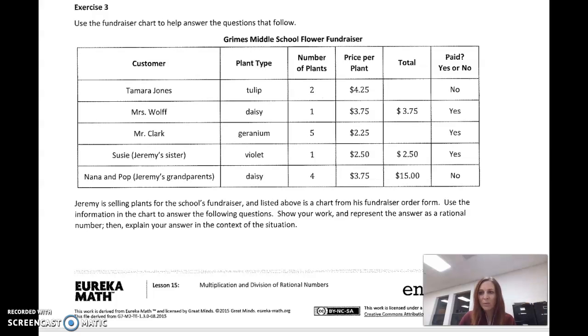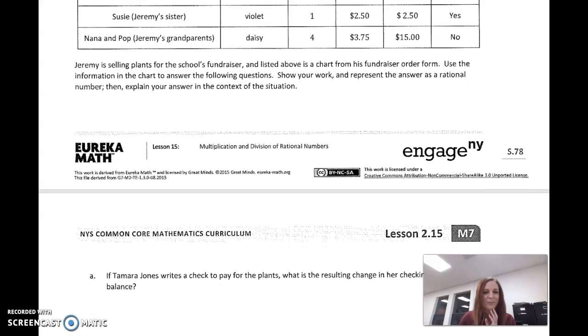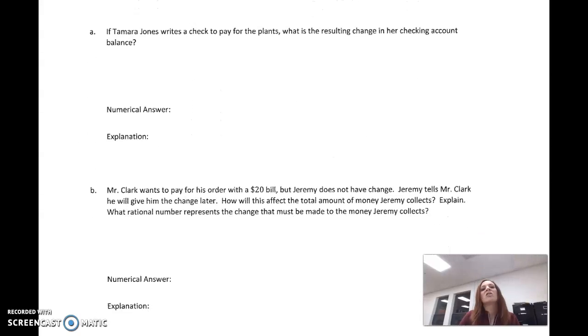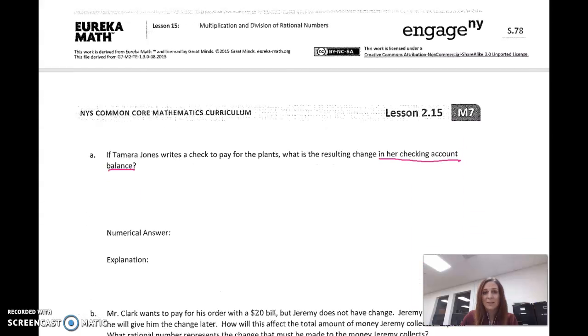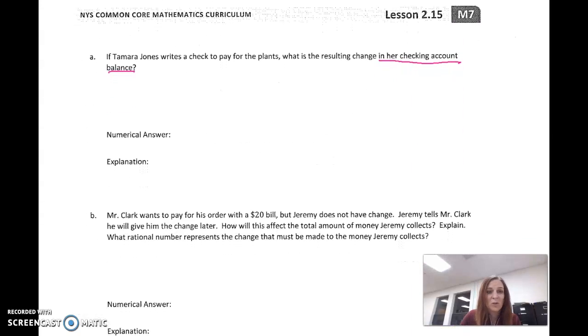It's great that we can get an answer, but what does it mean? All right, so we'll come back here. If Tamara Jones writes a check to pay for the plants, what is the resulting change in her checking account? So what is the change in her checking account balance? What's happening to her account? So Tamara Jones bought two tulips and it's $4.25 a plant. So that's two plants, $4.25 each.